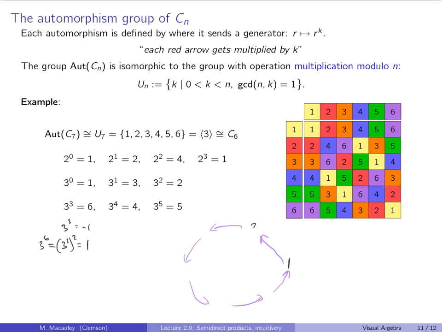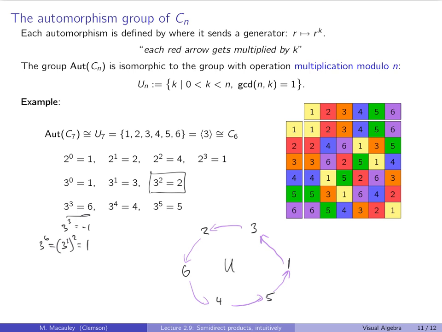So if we put 3 here and we square 3, that's 2. And then we cube 3, that's 6. Raise it to the 4th, we get 4. And we raise it to the 5th, we get 5. So here's a Cayley graph for Un.